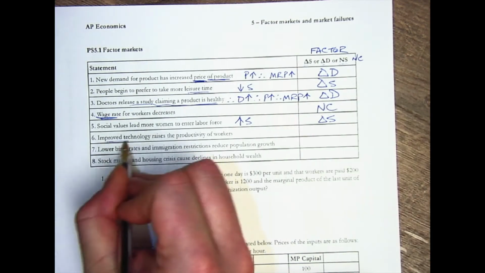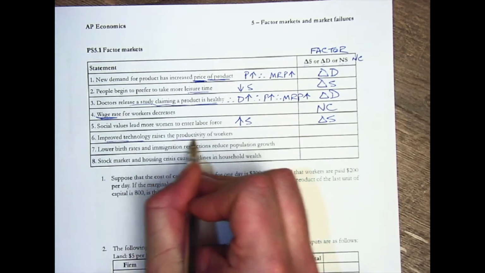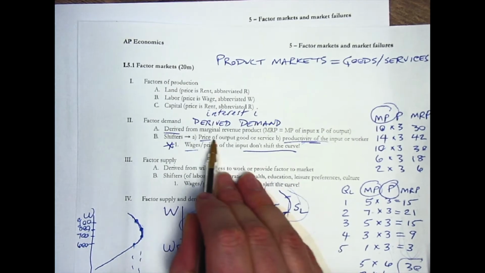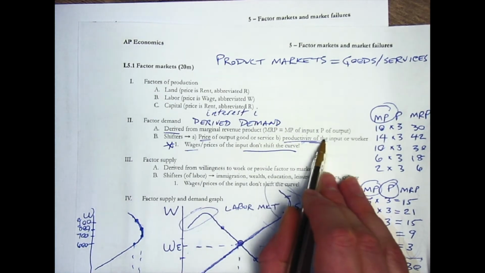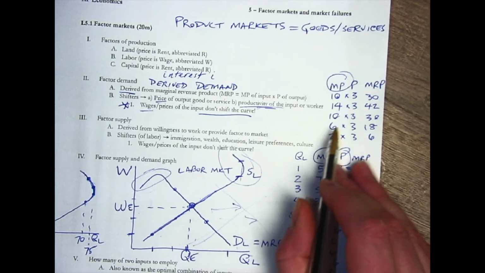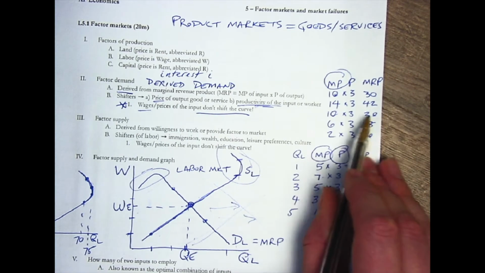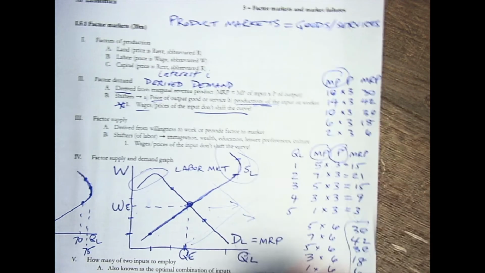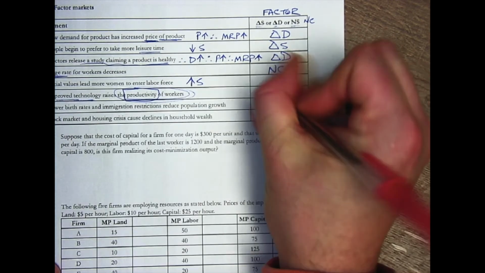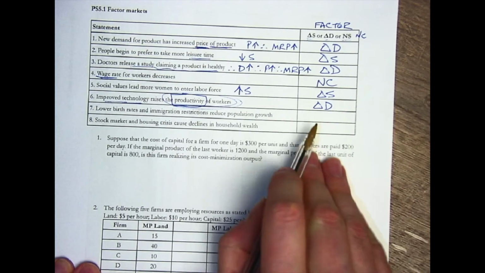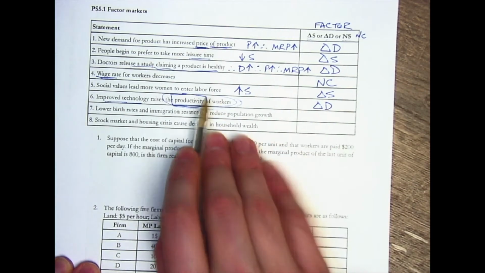This one usually throws students off. Improved technology raises productivity of the workers. Productivity, price of the worker, productivity, aha! So if they're more productive, that's this field over here where they have more marginal product, that makes their MRP higher, and that changes the demand. So this is a demand change. That one's a tricky one, but it's productivity of the workers.